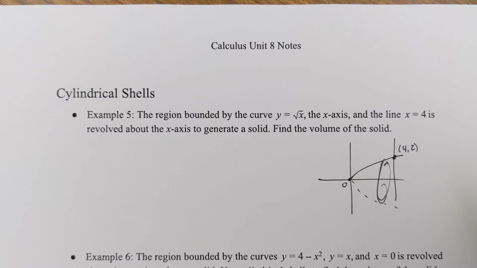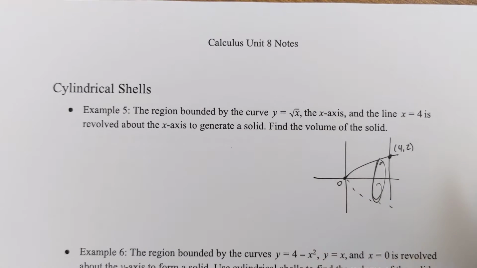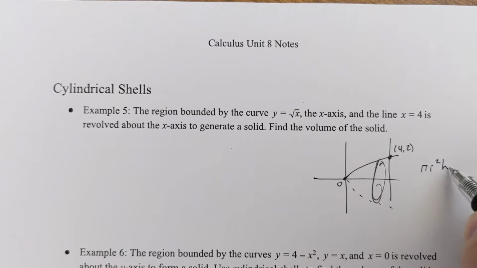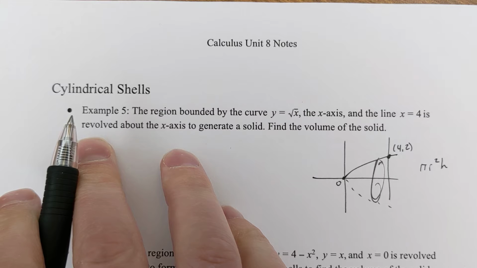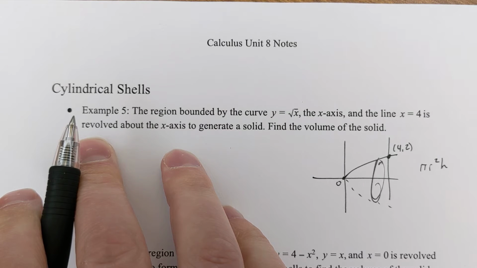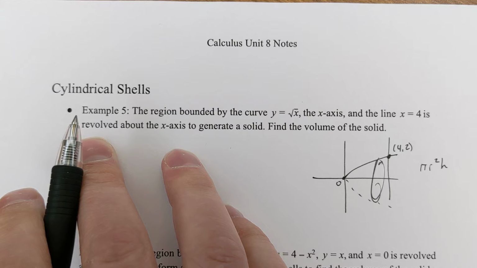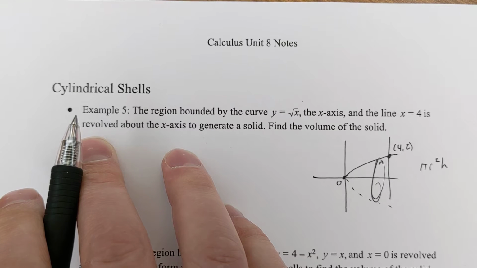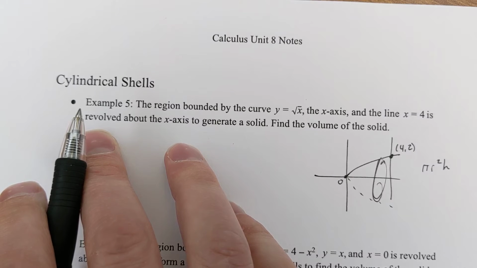So we can also think about this in terms of a cylindrical shell. The volume of a cylinder is pi r squared h. Let's see here. Actually, I'm not sure I like doing it this way. So let me think about it. There's a better way to explain it.